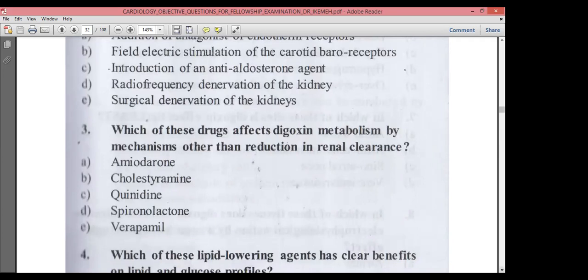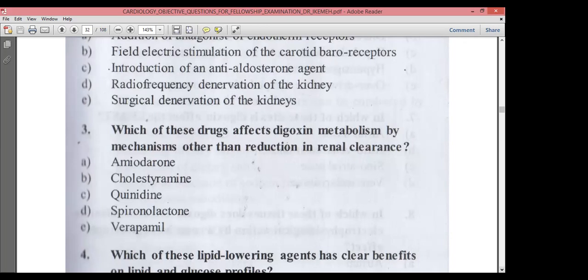The last question. Which of these drugs affects digoxin metabolism by mechanisms other than renal clearance? Okay. Most of these drugs, amiodarone decreases clearance of digoxin. They have an interaction, so it decreases renal clearance of digoxin, thereby potentiating digoxin toxicity.